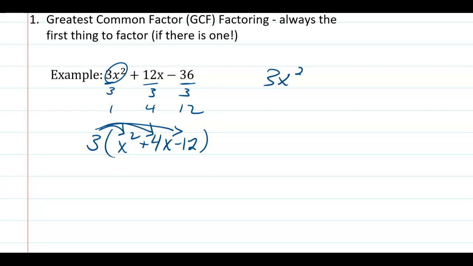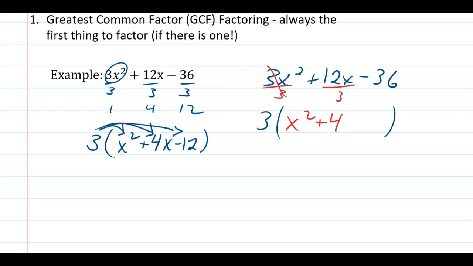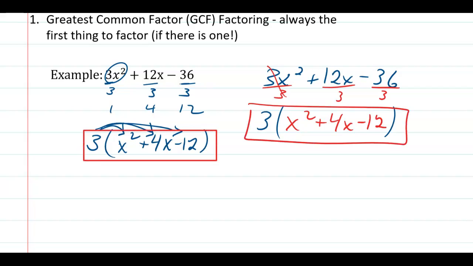Some people like to start with the trinomial, and they locate the GCF again. They figure out what that is, and it's a 3. Make the parentheses, and then we divide each term by 3. When we divide 3x squared by 3, we get x squared. Divide the 12x by 3, we get the 4x. And divide the 36 by 3, and we get that 12. And as we can see, these are the same answers, aren't they? So take your pick. Either way works.